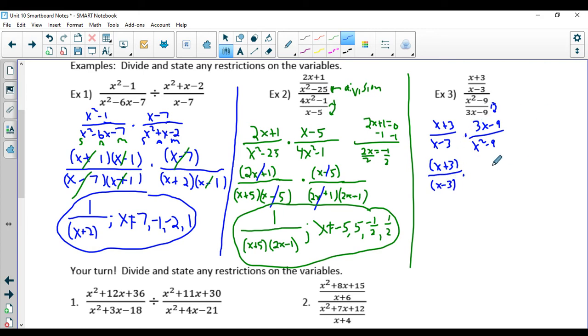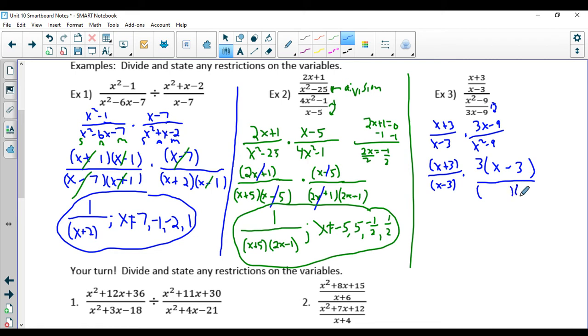3x minus 9, that can factor because there's a GCF. So I'm going to put 3 is the GCF. I can divide each of the terms by 3. And when I divide each by 3, 3x divided by 3 is x, and negative 9 divided by 3 is minus 3. So again, all I did was put my 3 in front, divide each of my numbers by 3.